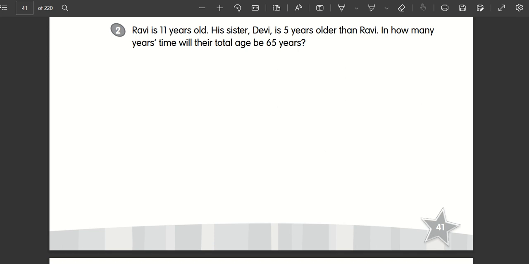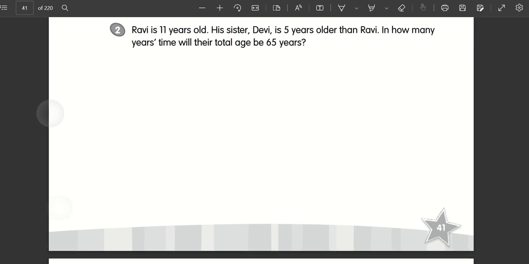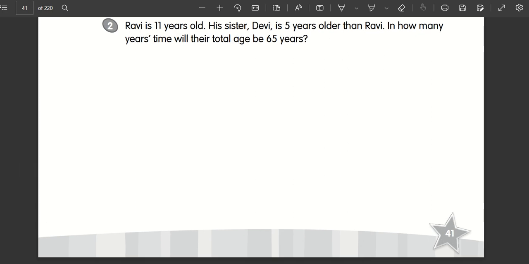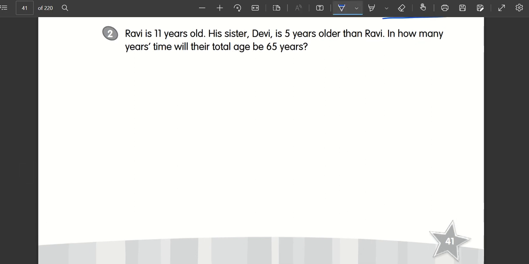This is question 2, 5A workbook, page 41. Solving word problems involving 4 operations. Let's take a look at this question. Ravi is 11 years old. His sister Devi is 5 years older than Ravi. In how many years' time will their total age be 65 years?